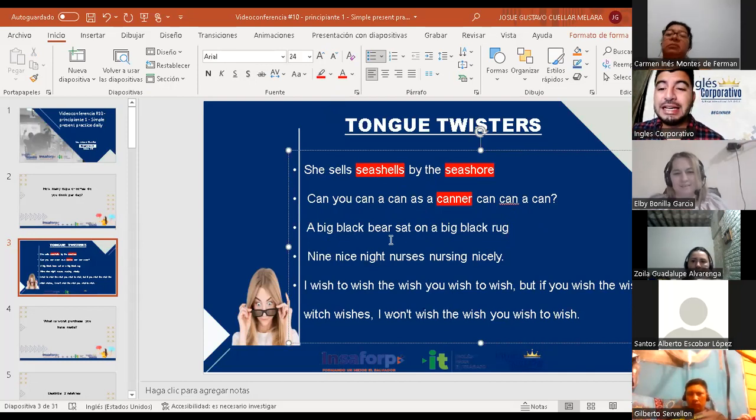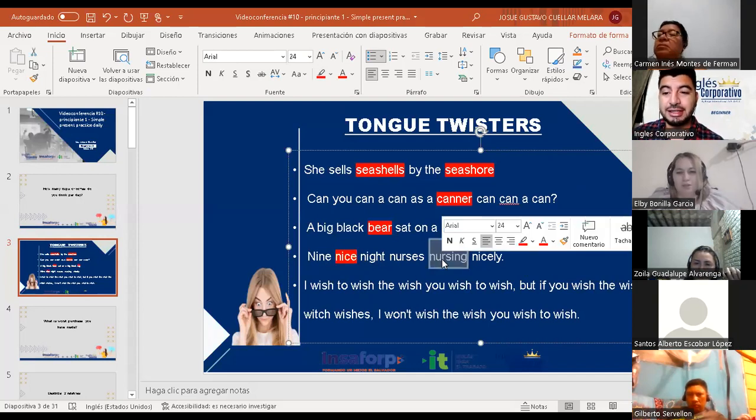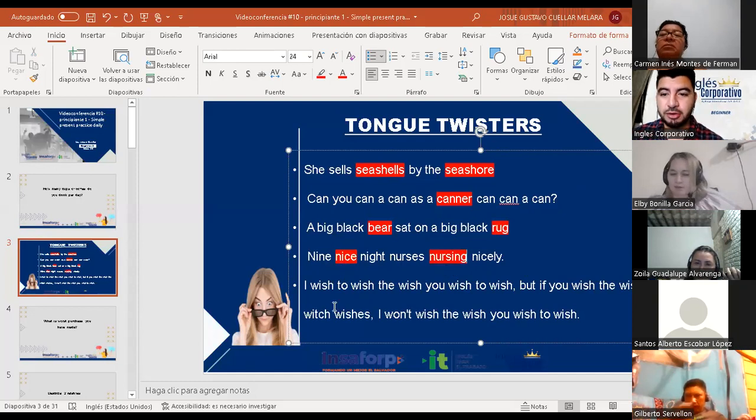A big black bear sat on the big black rock. I guess bear is the key word. A big black, no problem, but bear. Mm-hmm. A big black bear sat on a big black rock. Rock. Okay, rock. Number four. Nine nice night nurses nursing nicely. Let's see, nine nice night nurses nursing nicely.